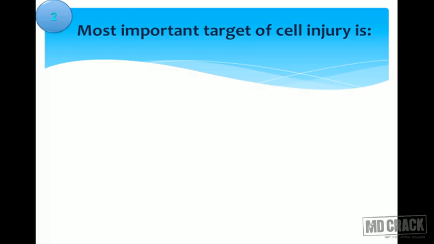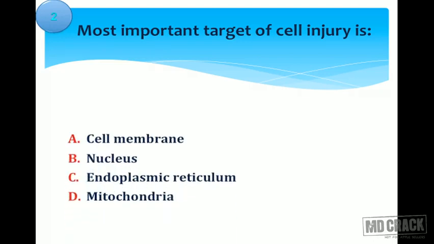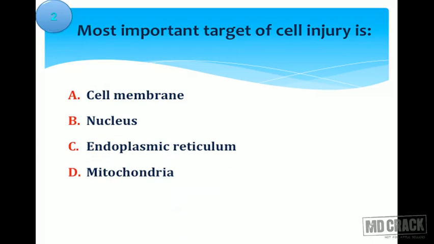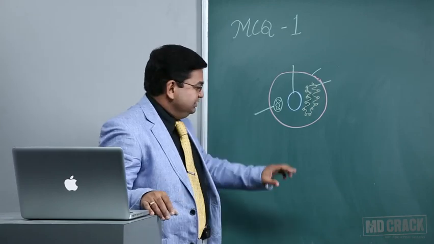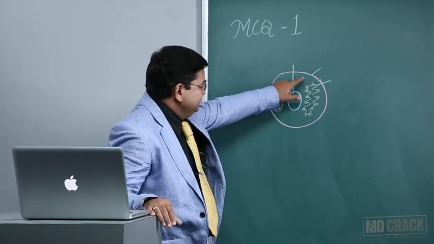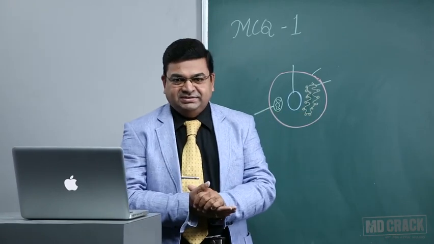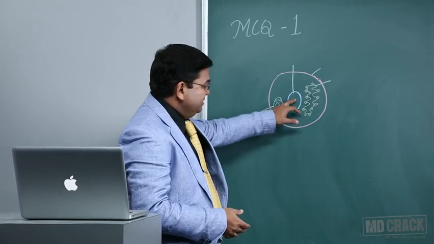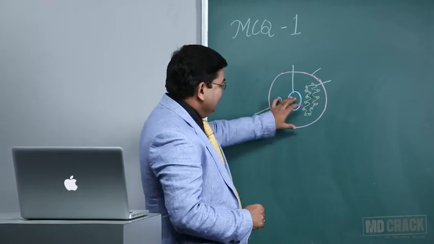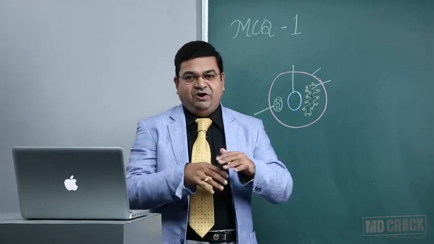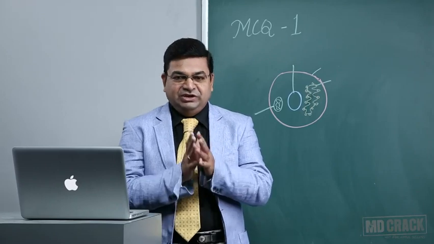Second question: most important target of a cell injury is? The options are cell membrane, nucleus, endoplasmic reticulum, mitochondria. You have to tell which is the most important target of a cell injury. Yes, we have the four options now. Cell membrane, which is very important for regulating the ions inside and out of a cell, right? That's also important. We have the second option, that is nucleus. You know, nucleus is the master regulator of the cell. All the activities inside the cell are well controlled by the nucleus.